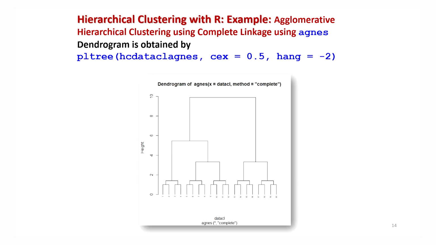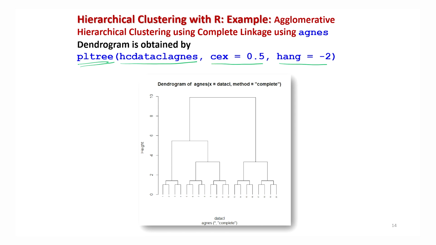Now this is the dendrogram. It is obtained by the command pltree, with the same output you have got here, and then cex equal to 0.5 and hang equal to -2. I will show you what these are. Otherwise, I would strongly request that you look into the help and try different values of the parameters cex and hang to see what happens.